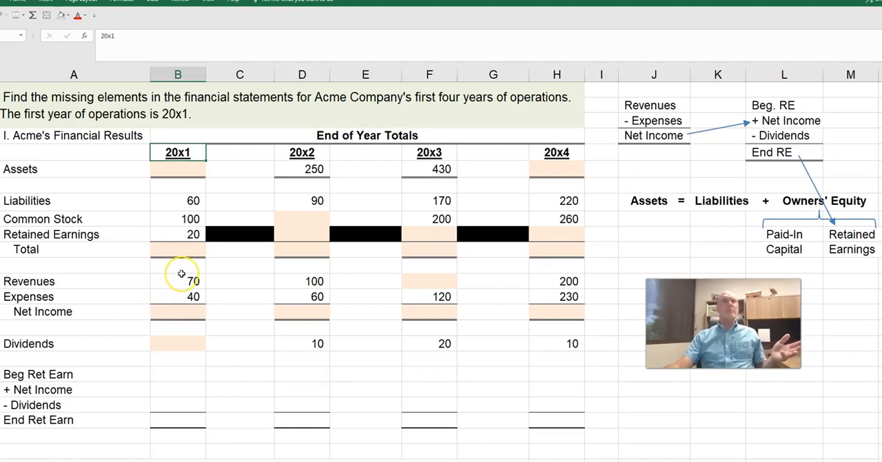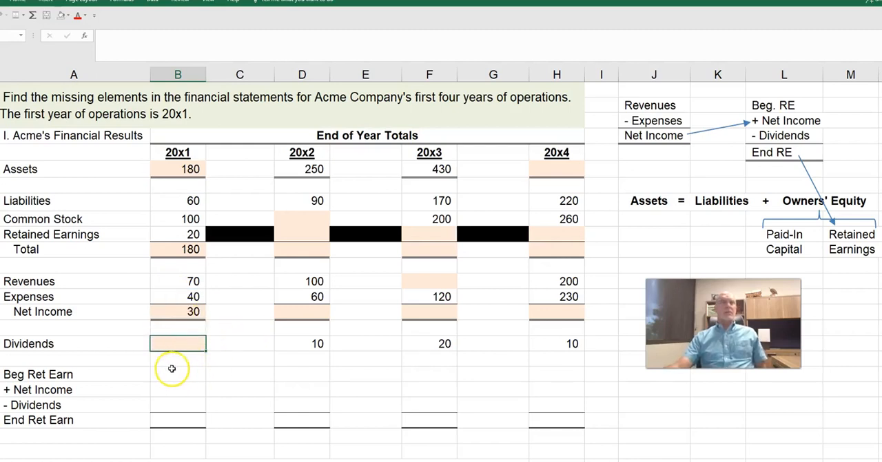So let's see what we have. First of all, here's our balance sheet information. And we know that assets equals the sum of these three: liabilities, common stock, and retained earnings. So these three add up to 180. So we know that our total assets has to be 180. On the income statement, we've got revenues of 70 and expenses of 40. So revenue minus expenses, that is obviously 30.